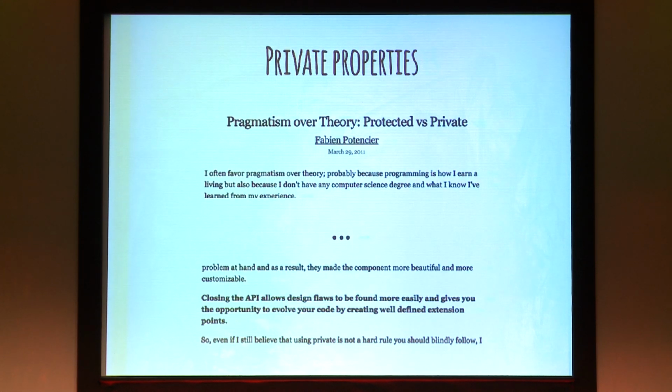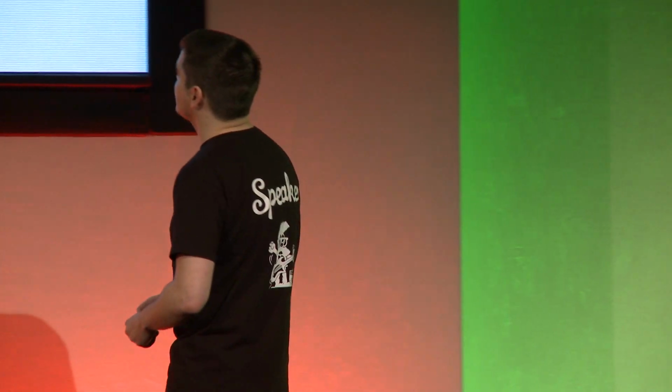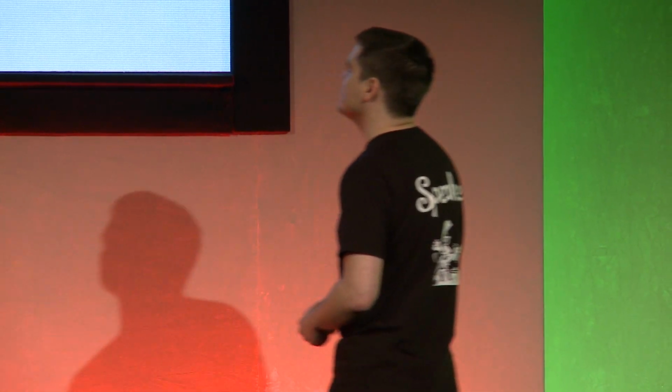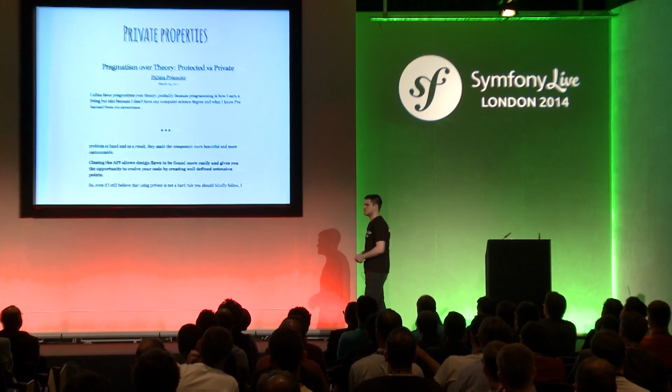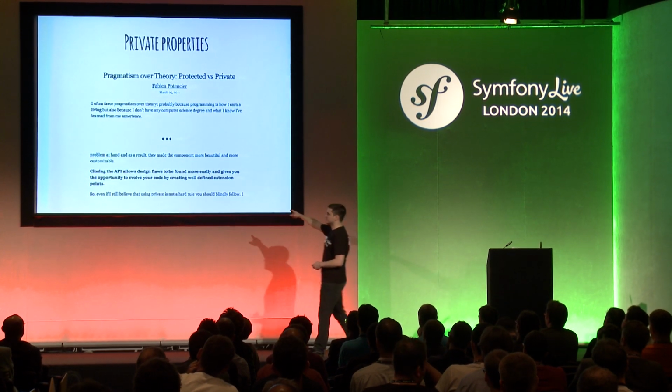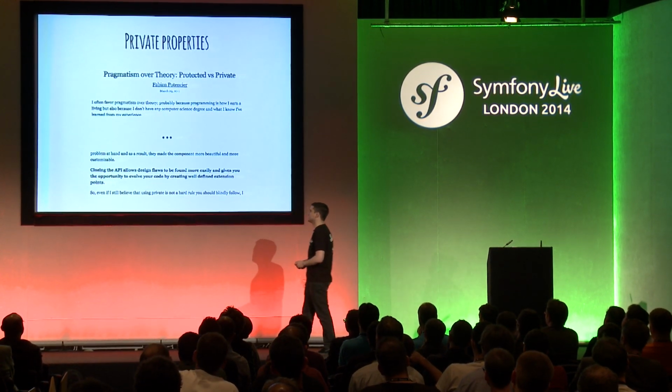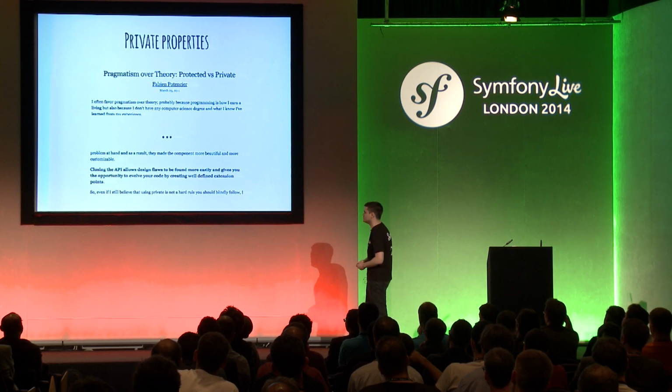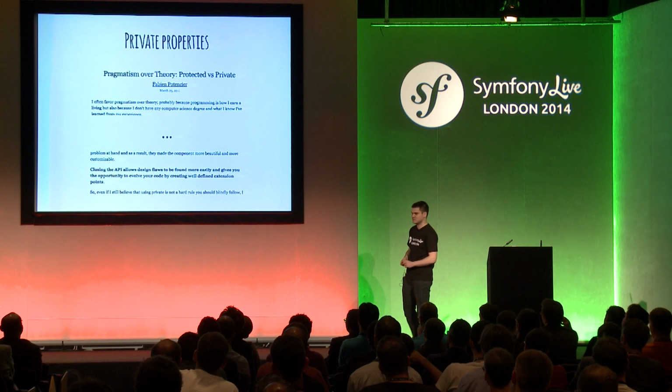So why private properties? Well, as a matter of fact, Fabian has a lot of words and better way to say this. But back in 2011, he wrote this blog post, Pragmatism over Theory, Protected versus Private. He starts from, I often favor pragmatism over theory. Not a good start. Probably because programming is how I earn a living, but also because I don't have any computer science degree, and what I know, I've learned from my experience. Ooh. And then there is this quote, closing the API allows design flaws to be found more easily and gives you the opportunity to evolve your code by creating well-defined extension points.